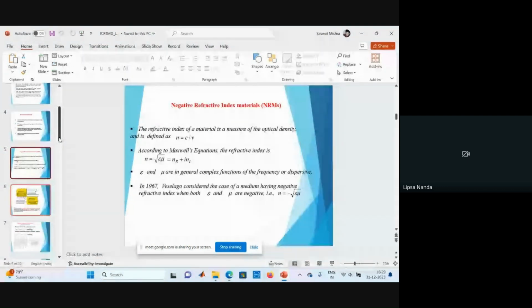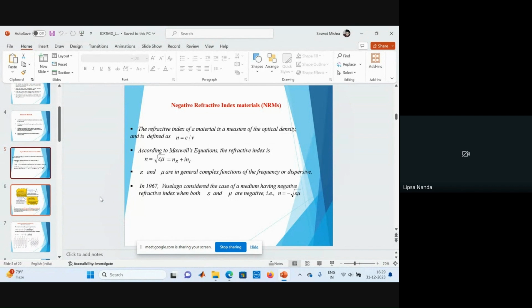As we already know, the refractive index of a material is a measure of the optical density, where we take the ratio of c and v, where c is the speed of light in vacuum and v is the speed of the electromagnetic wave inside the medium. According to Maxwell's equations, the refractive index is the square root of epsilon and mu. In all media which are physically available to us, we take the positive sign here. However, the refractive index is taken as a complex square root, having both real and imaginary parts, and epsilon and mu are in general complex functions of the frequency, and they are dispersive in nature.